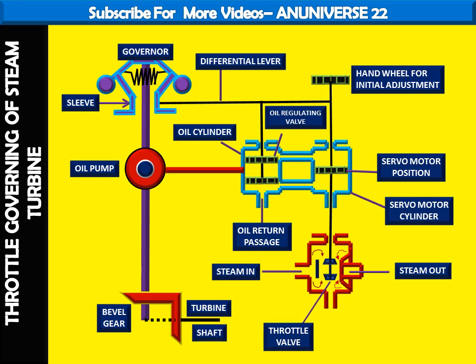So here we have two cases. If the load on the turbine is reduced, in that case we need to reduce the supply of steam. If the load on the turbine is increased, in that case we need much more steam supply for maintaining the constant speed, because the main function of governing of steam turbine is to maintain the speed constant irrespective of the load on the turbine. So now we discuss the case when the load on the turbine is reduced.